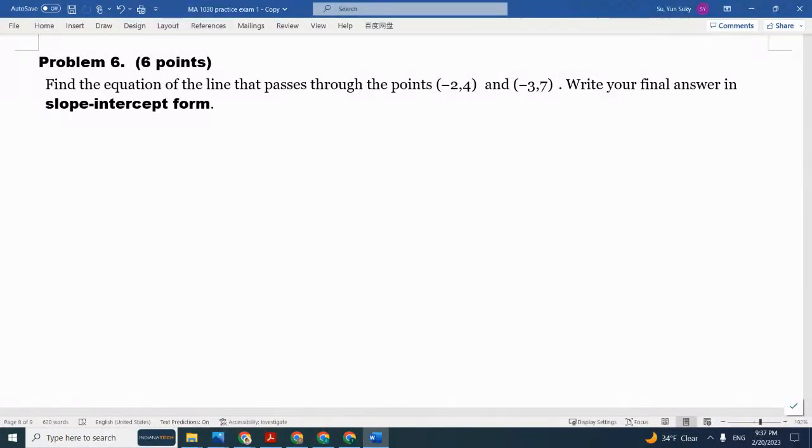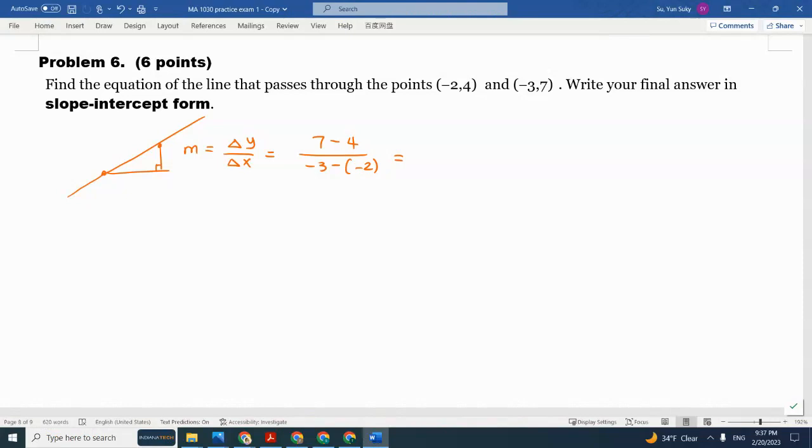Find the equation of the line that passes through those 2 points. You have 2 points and you want to find the line. First of all, you want to find the slope, right? Slope is change of y over change of x. For the change of y, use the y coordinate of the second point, which is 7, minus the y coordinate of the first point, which is 4, over the x coordinate of the second point minus the x coordinate of the first point.